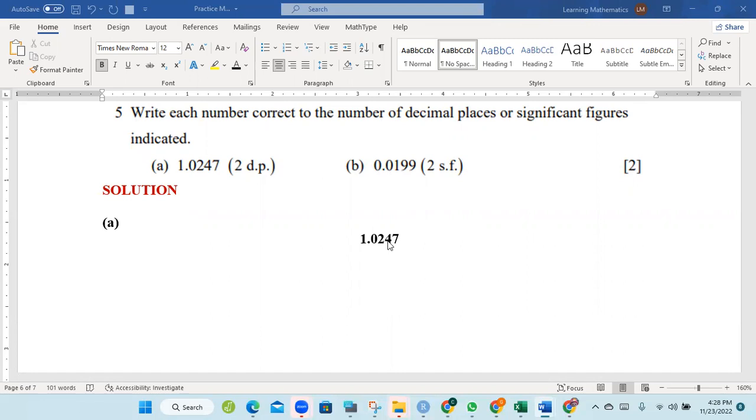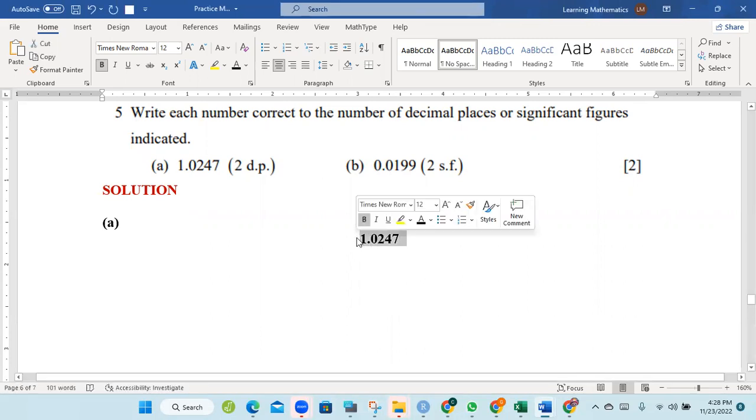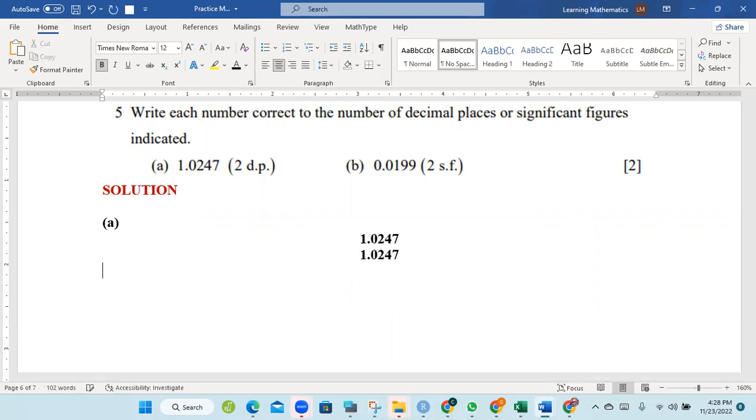But then the next number is 4. So this remains as 1.02. So you simply delete the 4 and the 7, and you have 1.02 correct to 2 decimal places. So here it is. Let's go to scenario B.